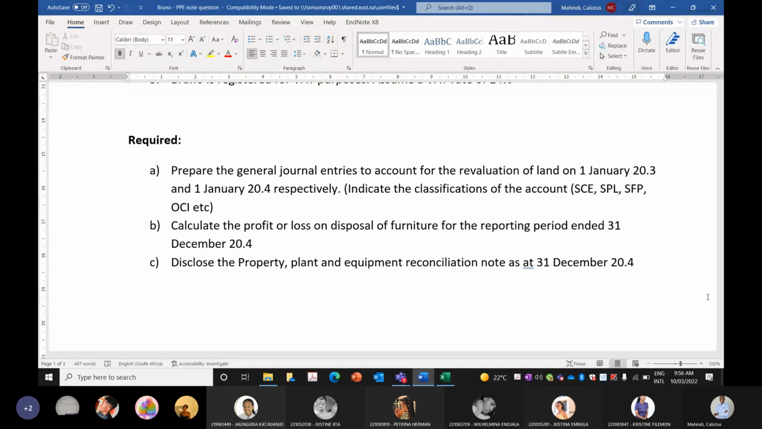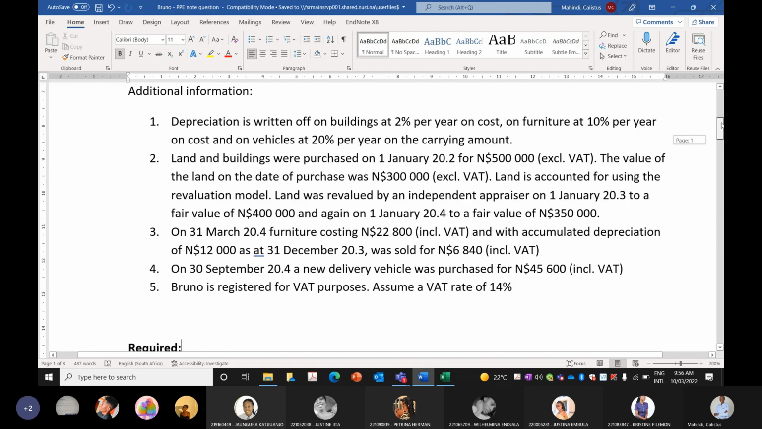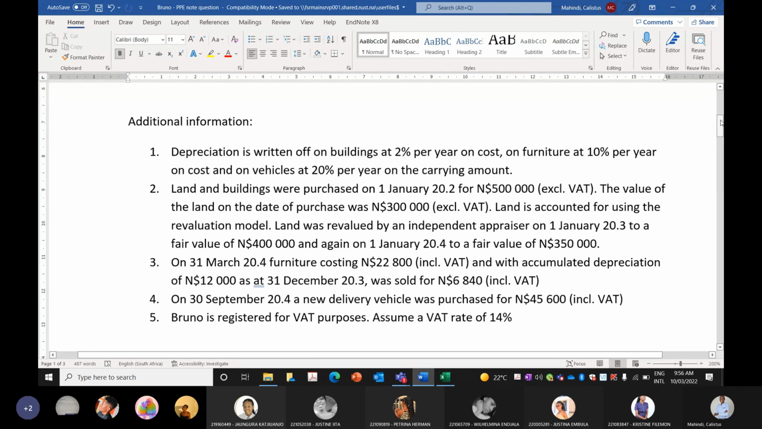Prepare the profit or loss on the disposal of furniture for the reporting period ended 31 December 20.4. So let us go and read where it talks about furniture. We read the first part, that was just depreciation policy. This might be important because it says depreciation is written off on buildings at 2% per year on cost and furniture 10% per year on cost.